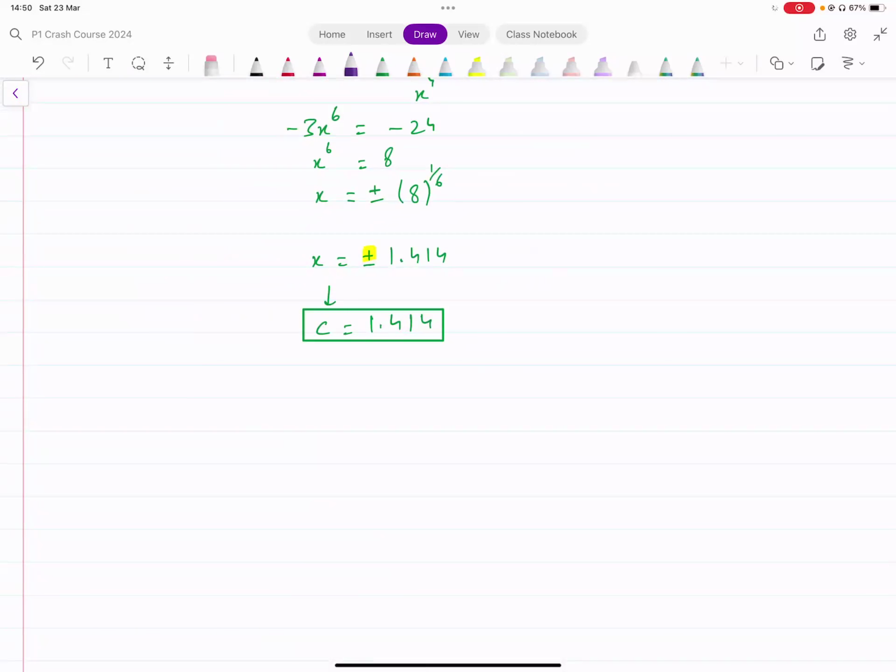The reason for that is 8 could be written as 2 raised to power 3, whole raised to power 1 over 6, and that gives you 2 raised to power 1 over 2, which is square root of 2. So the exact value for this would be square root of 2. If you were asked for the exact value, you could write square root of 2. Otherwise, in this question, since I don't specify anything, this is also acceptable. You can write 1.414.